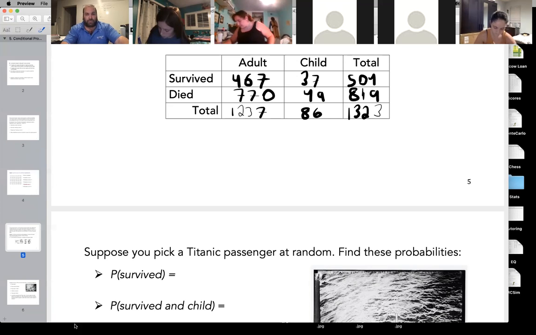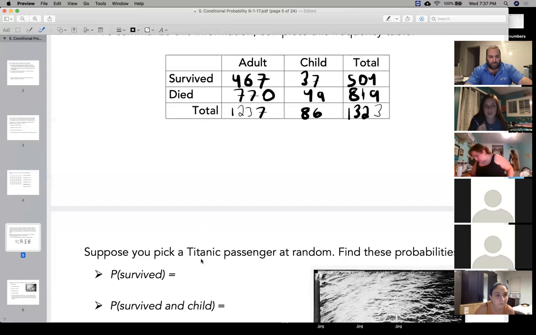For the next one, how do I get rid of this? Okay, so it's 504 over 1323. Now, next one. Probability of survived and child.